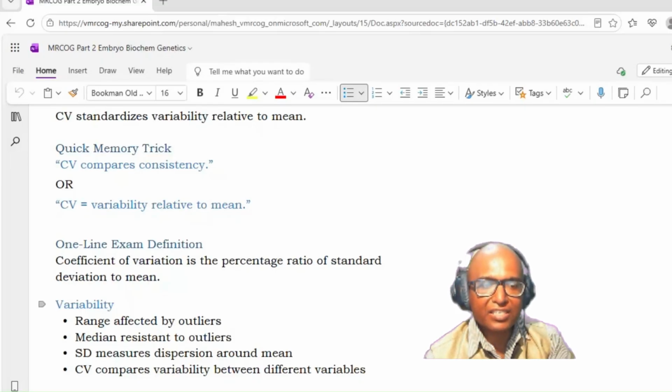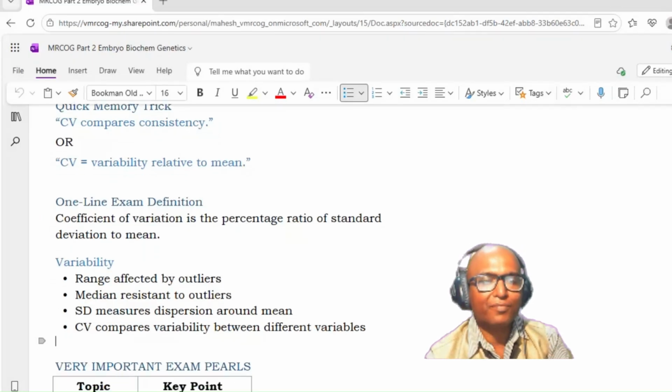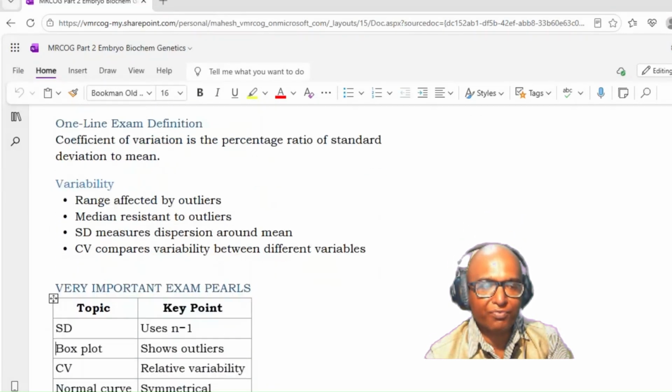Variability. So range is affected by the outliers. Median is resistant to the outliers. Then SD measures dispersion around the mean, while coefficient of variation compares variability between different variables. So coefficient of variation measures how each observation is varying from each other. While standard deviation will measure individual observation with respect to the mean, coefficient of variation will measure individual observation with each other. So that is what the coefficient of variation is.